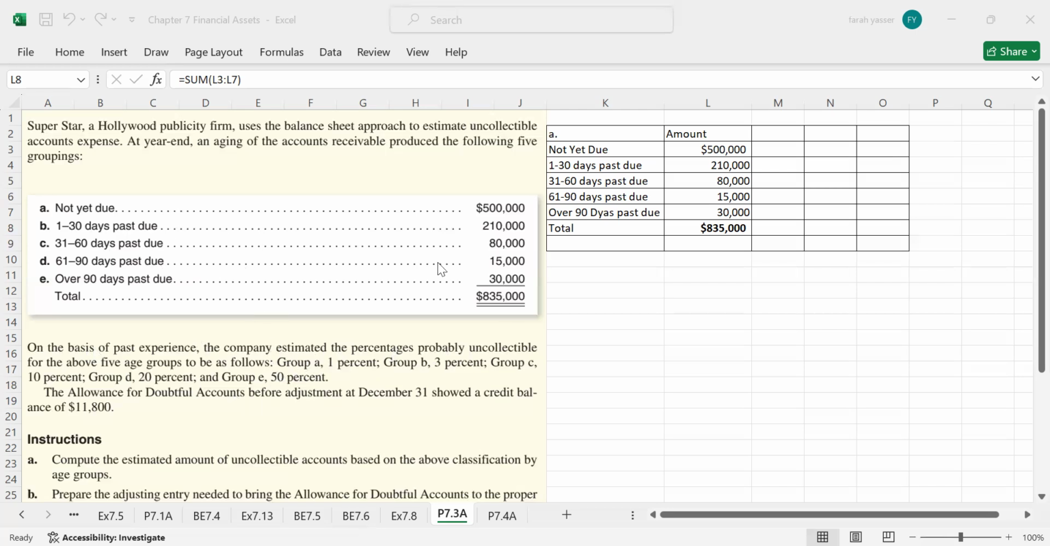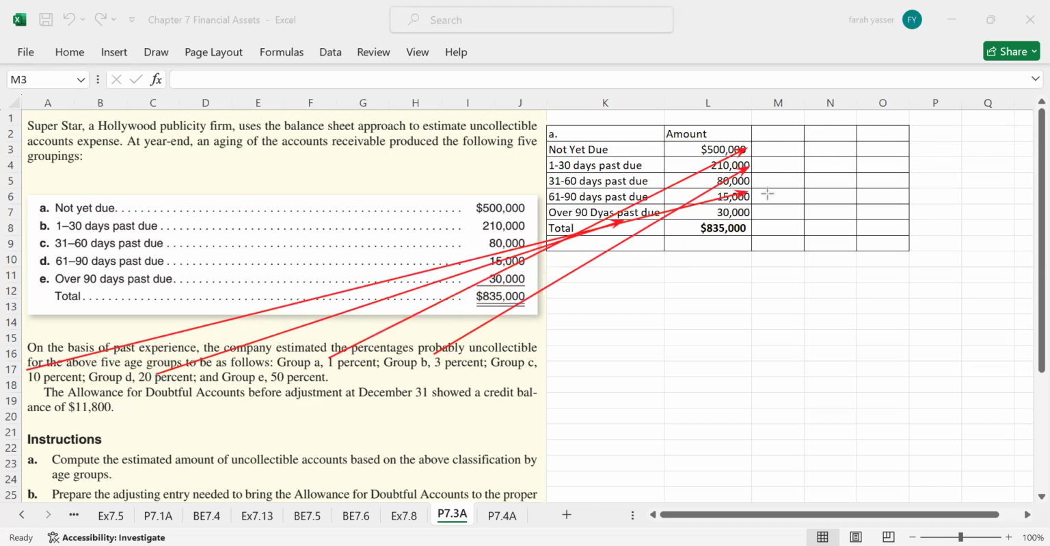Like for group A, 1%. These are the chances that the amount remains uncollectible; the probability is given for the uncollectible amount. Here we have groups A, B, C, D, E. So these are the five groups. For group A, 1% is the chance that this amount remains uncollectible. For group B, 3% is given. For group C, 10% is given. For group D, 20% is given. And the last one, for group E, 50% is given.